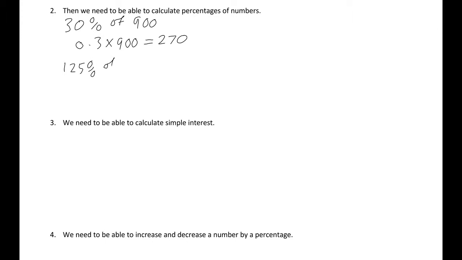I could also have 125% of 400. Okay, 125%. Let's change that into a decimal. 1.25 times 400, and that would equal 500. Okay, that's that. It's also important that we can calculate a number as a percentage of another number.